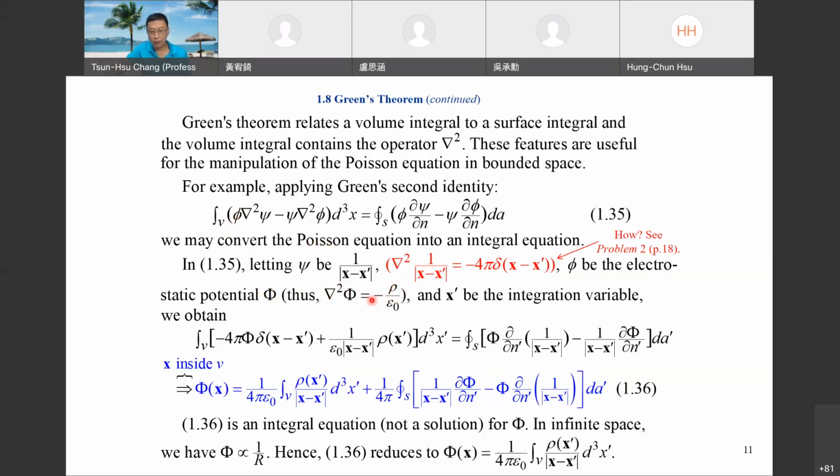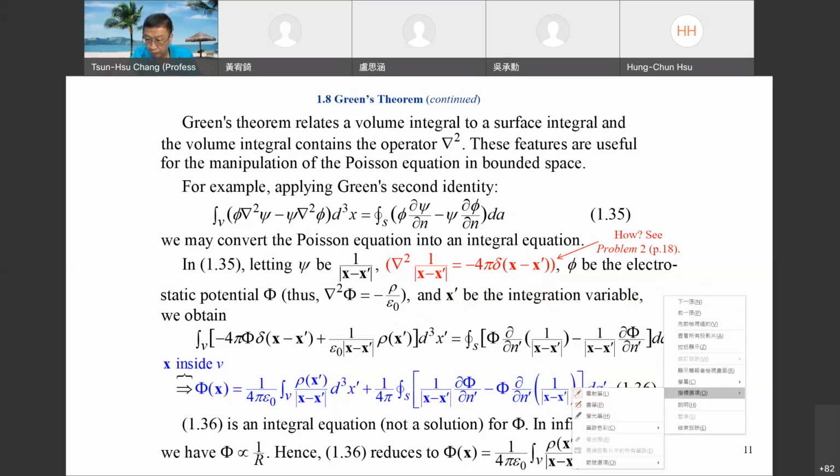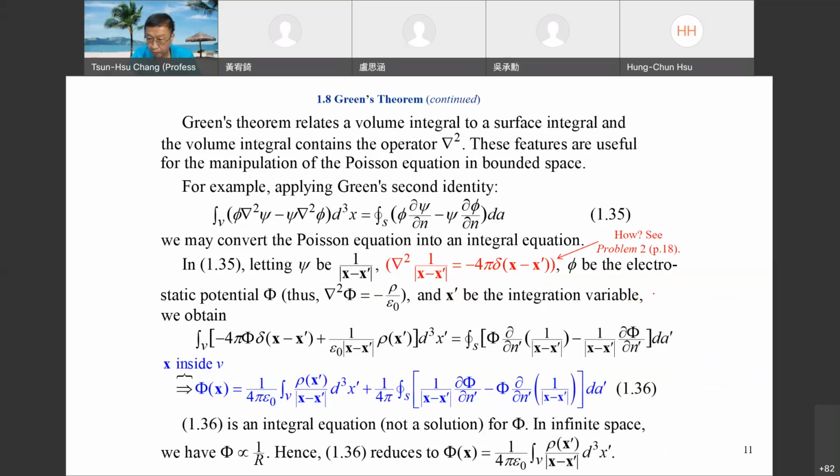Therefore, rho will be a function of position. And this is the unprimed system. And actually, we can change the variable in the integral to the prime system. Prime, P-R-I-M-E. Let me write it again. P-R-I-M-E. Prime.